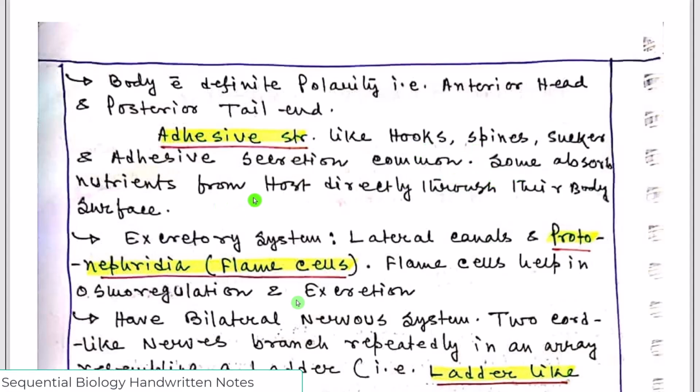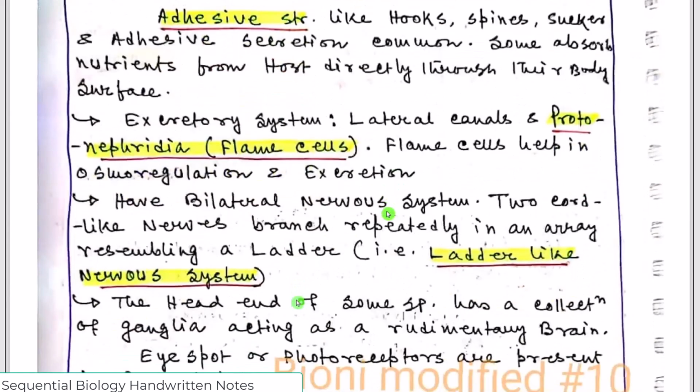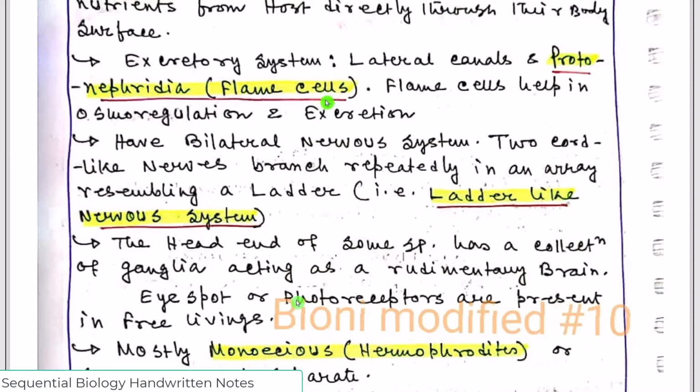Some absorb nutrients from the host directly through their body surface. They have an excretory system, lateral canals and protonephridia or the flame cells. Flame cells help in osmoregulation and excretion.